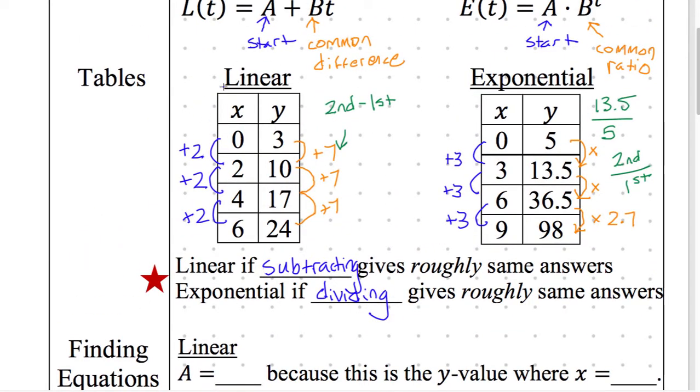What is the start value? Is it 3? Is it 10? Is it 17? Is it 24? What is the start value for that table? Quiet raised hand. What is the start value? Geo? 3. It is 3.